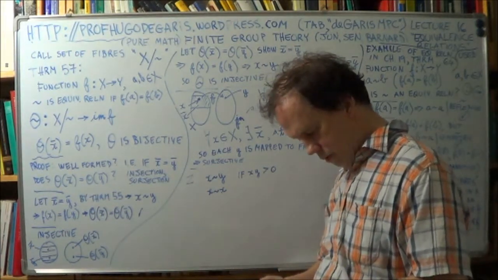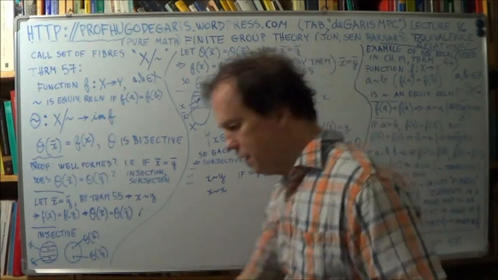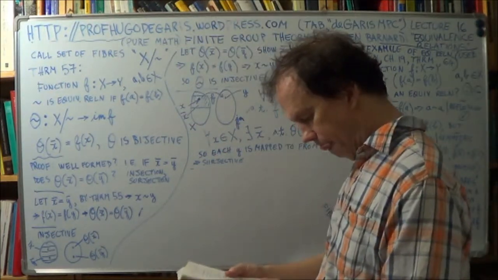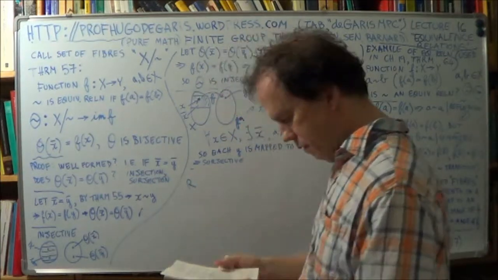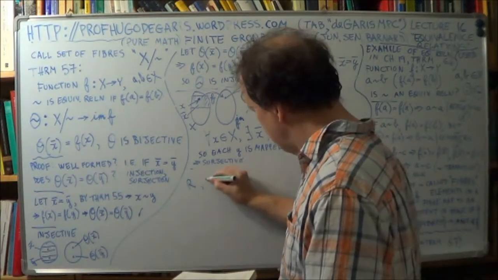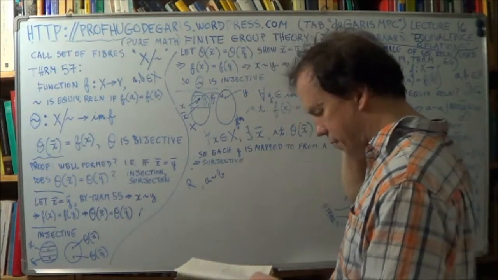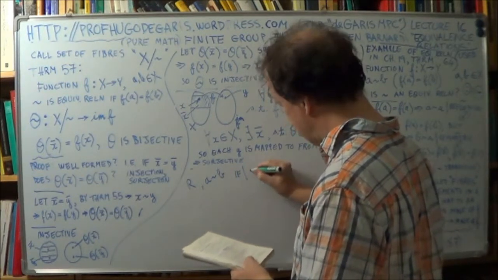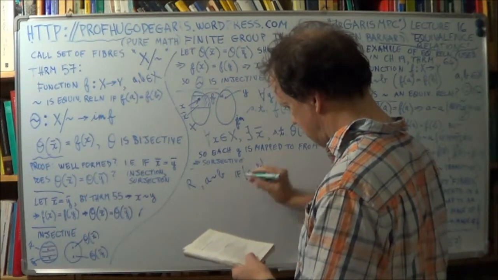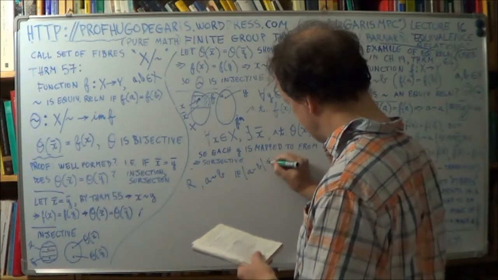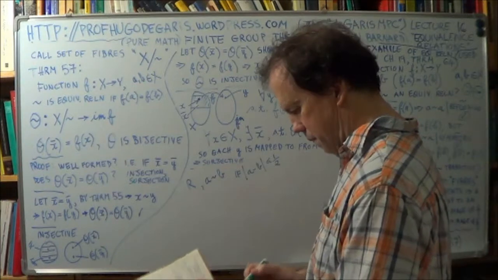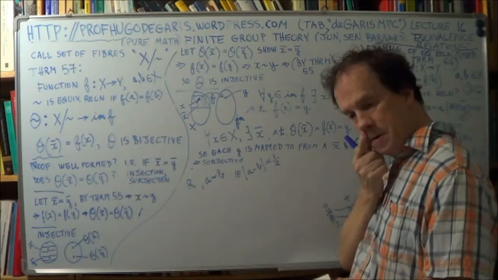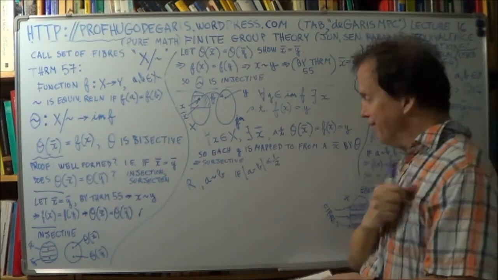Okay. Here's the fourth one. The set is now the real numbers. So your set is the real numbers, and two reals are equivalent if the absolute difference, and now the reals, remember, is less or equal to a half. What is this relation? Is it an equivalence relation or not?